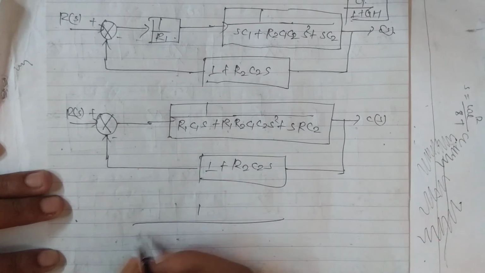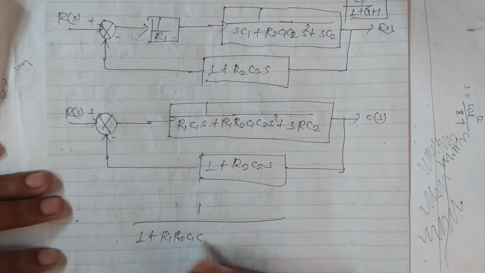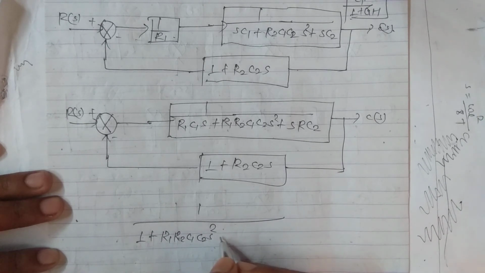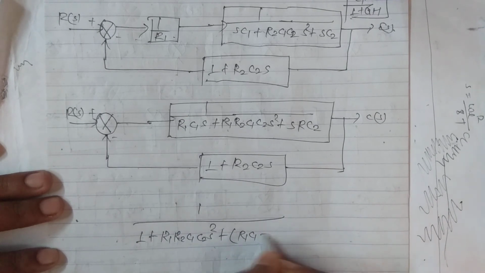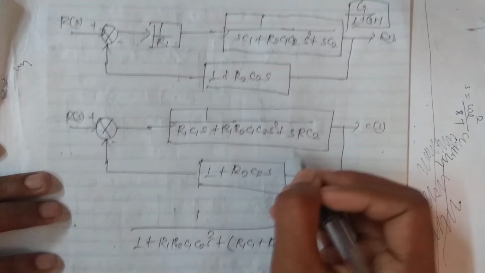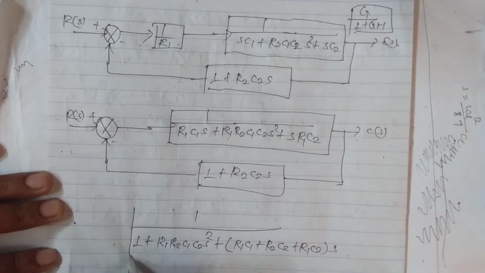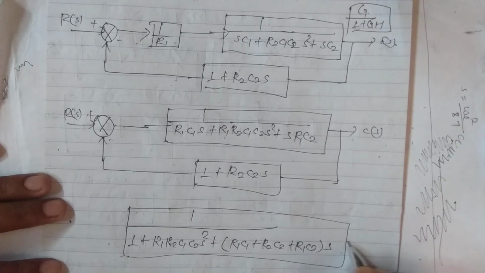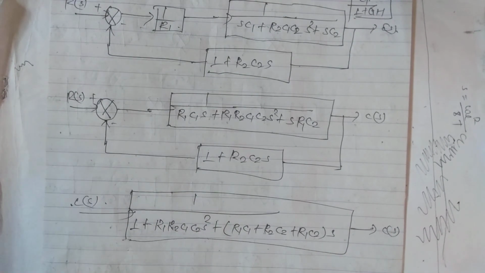1 upon 1 plus R1 R2 C1 C2 and S square plus R1 C1 plus R2 C2, and since here we have R1 R2 C2 plus R1 C2 into S. So this will be our required overall transfer function CS. So in this way we can solve the problems related to block diagram reduction techniques.